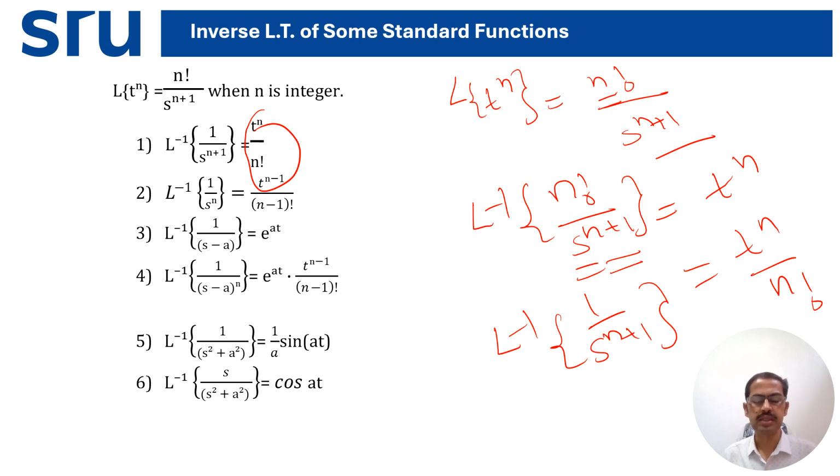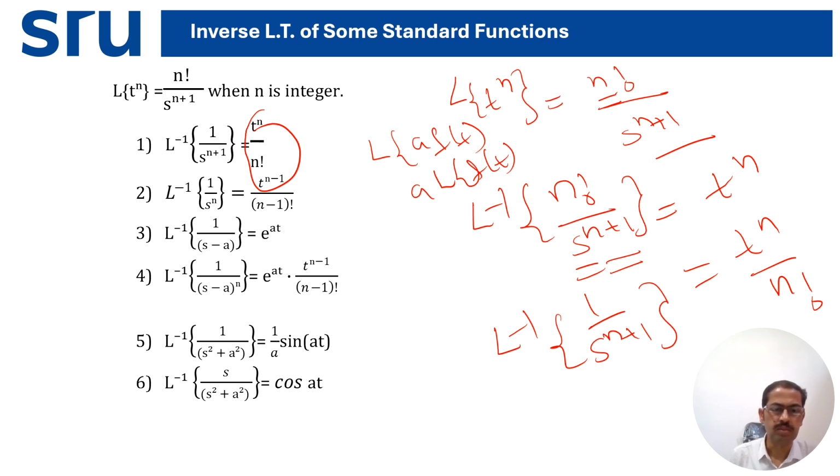Similarly, we discussed in the Laplace transform that a constant times f of t has Laplace transform equal to the constant into the Laplace transform of f of t. Here also, you just send the constant to that side: t power n by n factorial. Now, similarly, the inverse Laplace transform of 1 by s to the power of n plus 1 is t power n minus 1 by n minus 1 factorial.